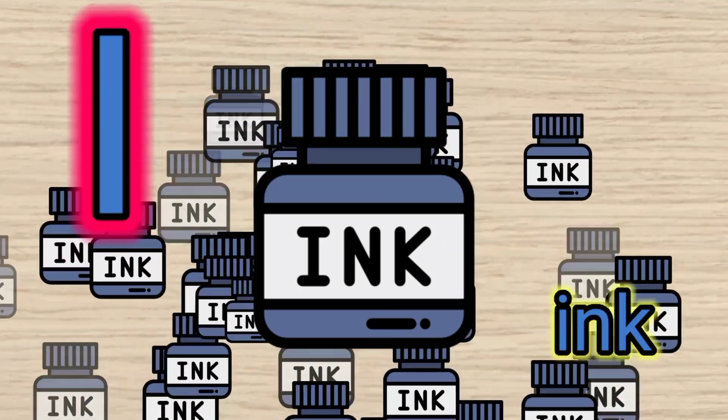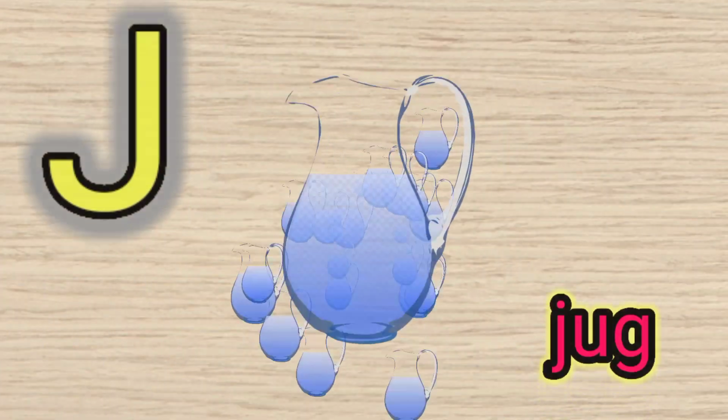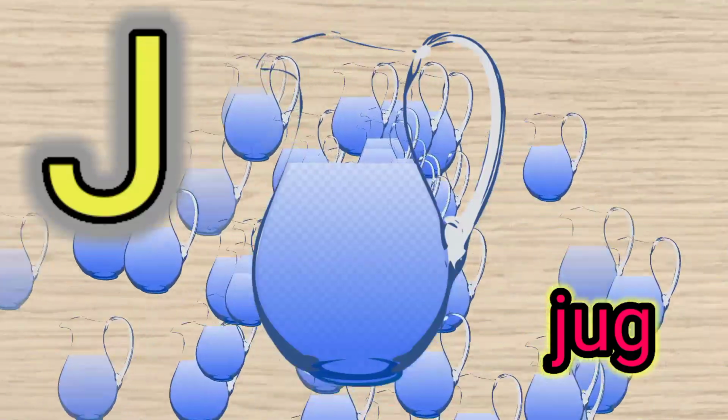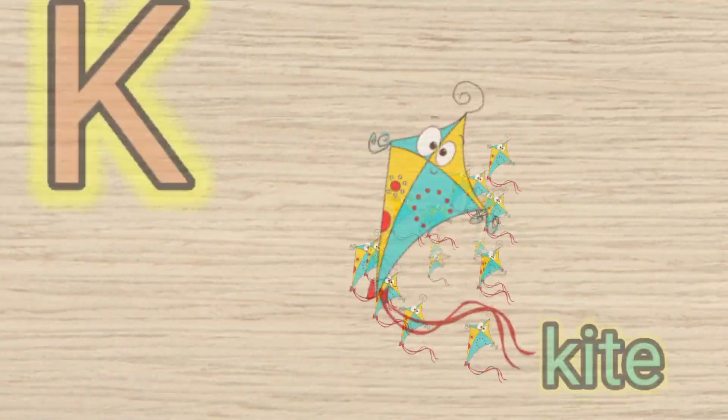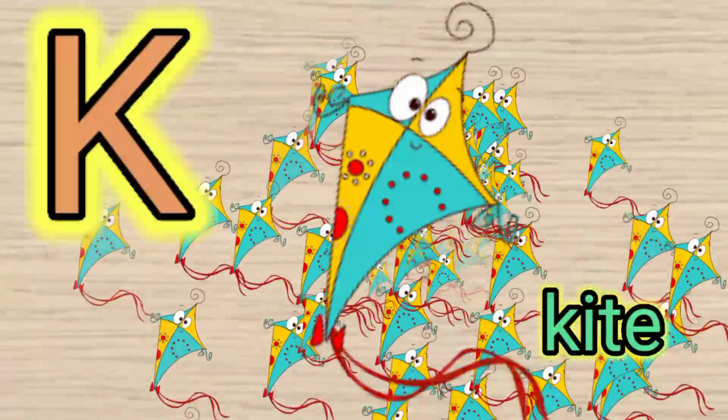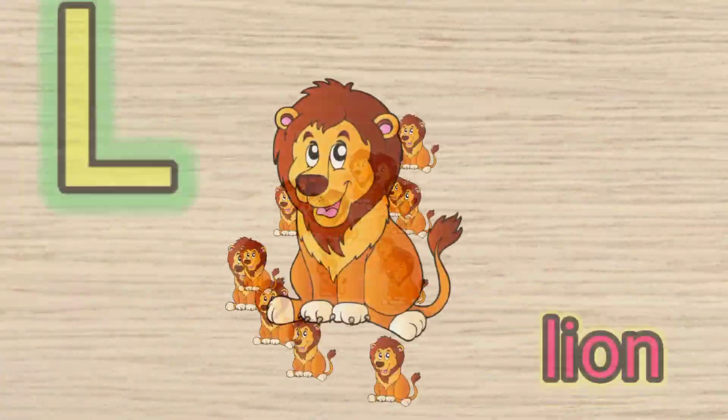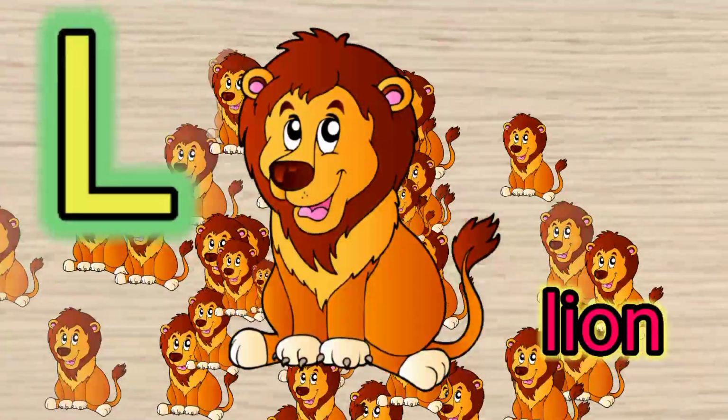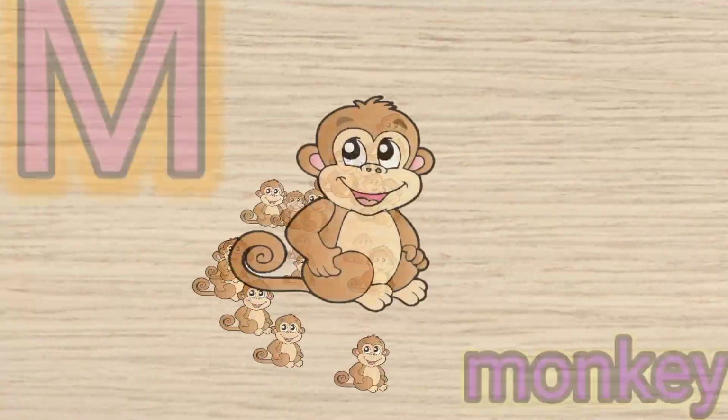I for ink. J for jug. K for kite. L for line.